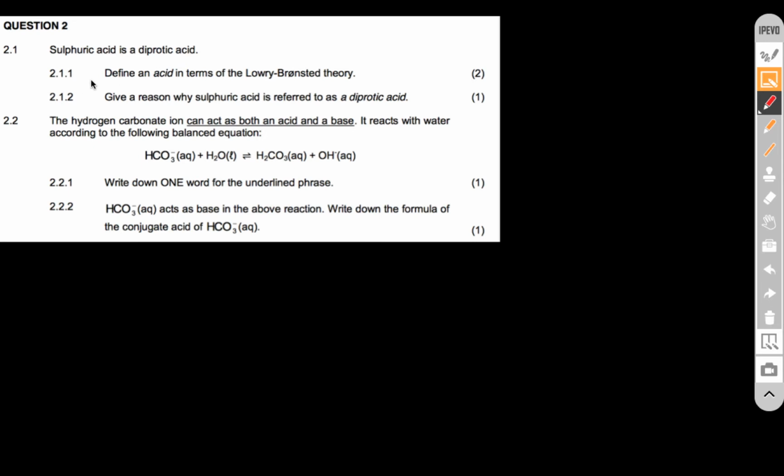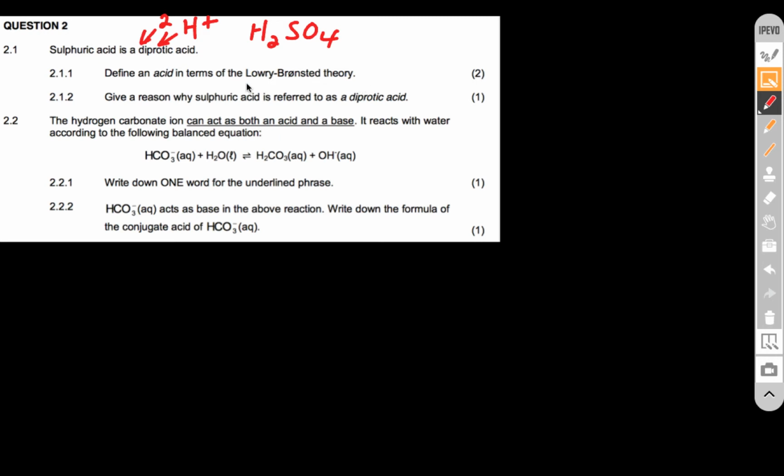As you can see there, they're saying sulfuric acid is a diprotic acid. So we know sulfuric acid is H2SO4, and di obviously means 2, and then protic means protons. So we've got 2 protons, right? That's what they're saying. Okay, the first question says define an acid in terms of Lowry-Bronsted theory.